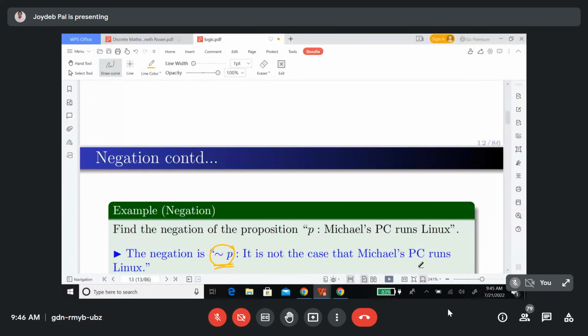Now you can think of the simplest one also. This does not look very simple. However, the writing technique is easier, but it does not look simpler, right? So you can write it in the simplest way. What is the simplest way to write the negation of this statement? Sir, add a not. If we add not in the statement, tell me the complete statement. Michael's PC does not run Linux.